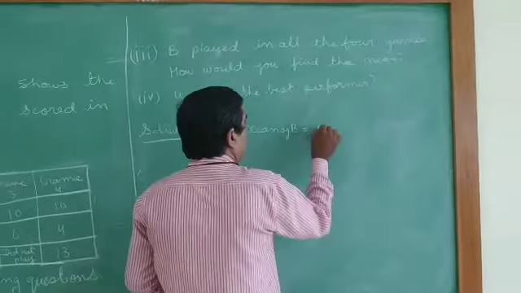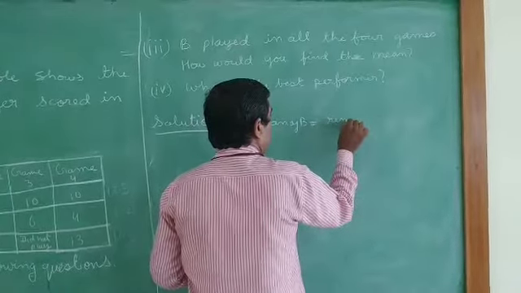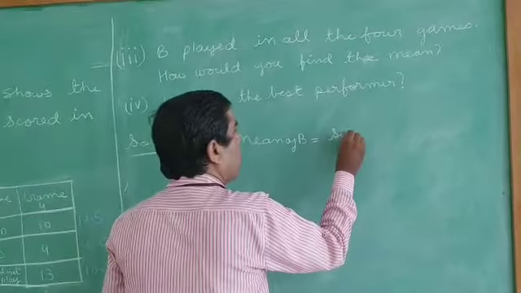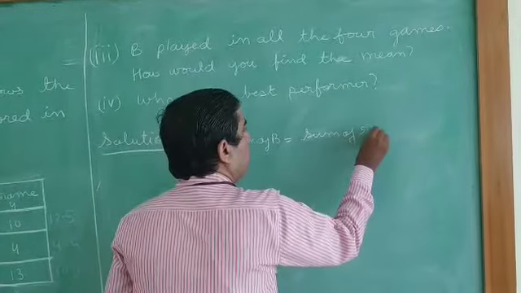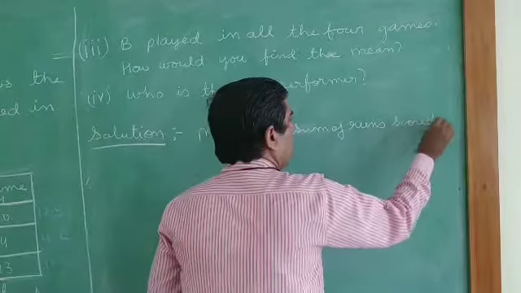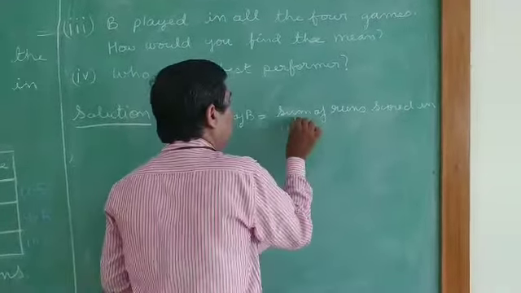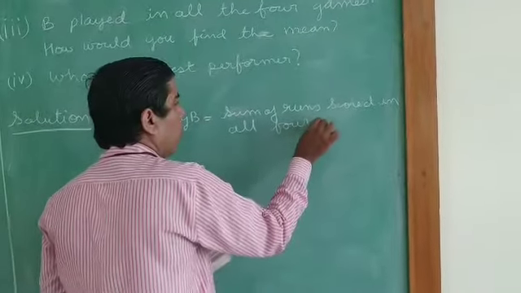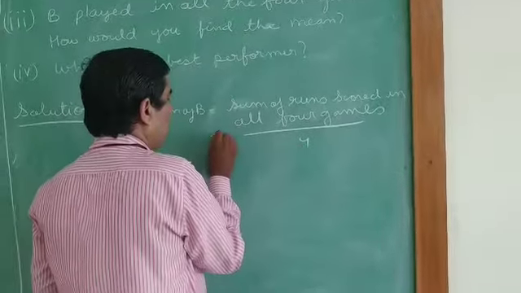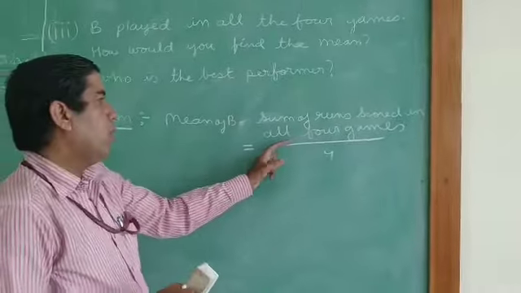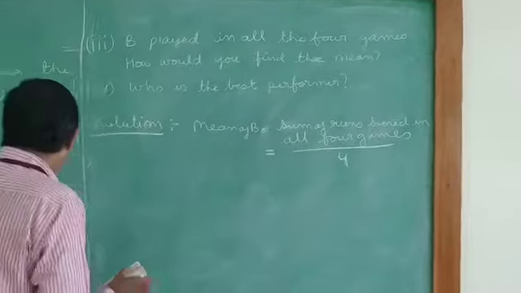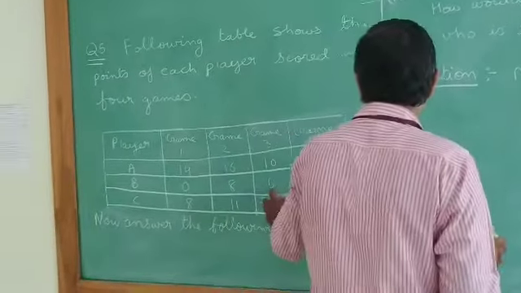So the sum of runs scored in all 4 games upon 4. It will come here: sum of runs scored in all 4 games upon 4. Right here. So what is the sum of these 4 games? 0 plus 8 plus 6 plus 4.